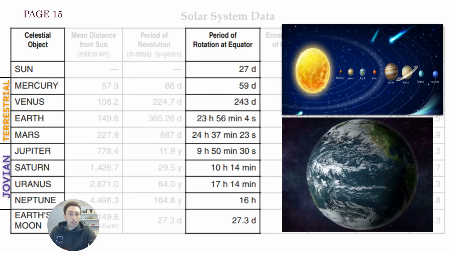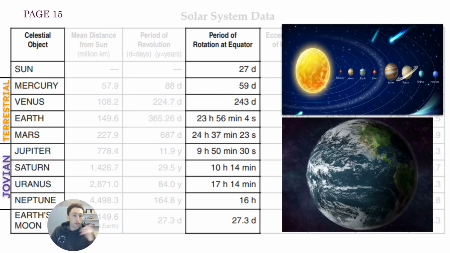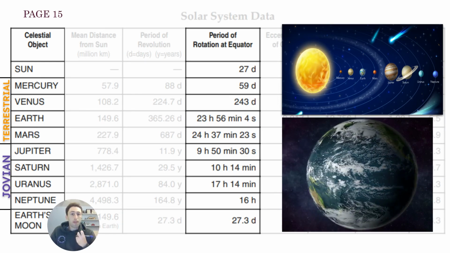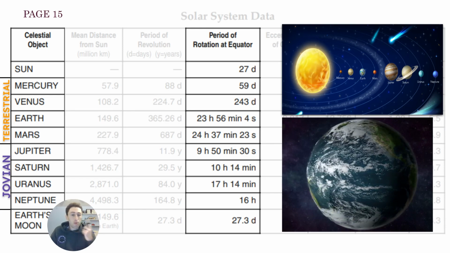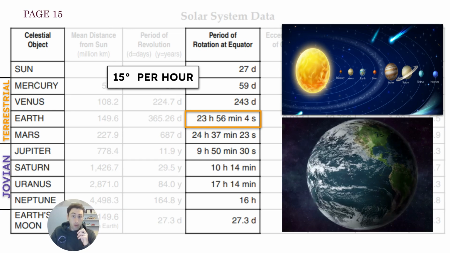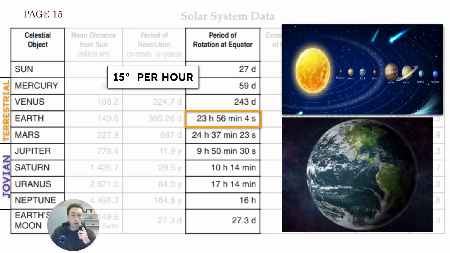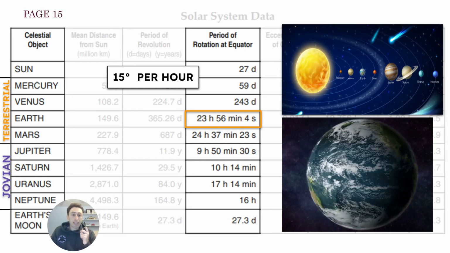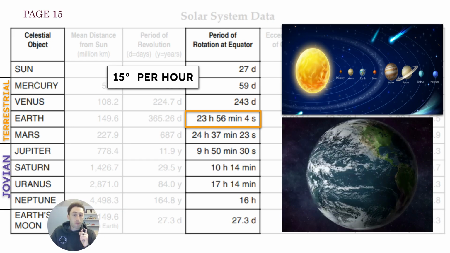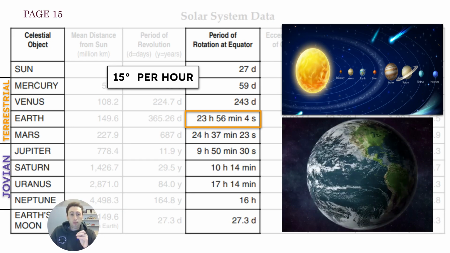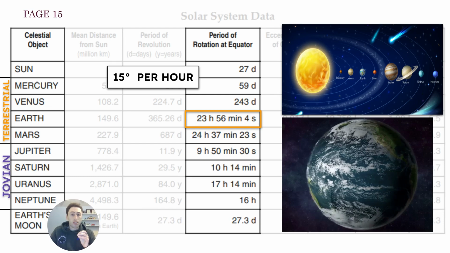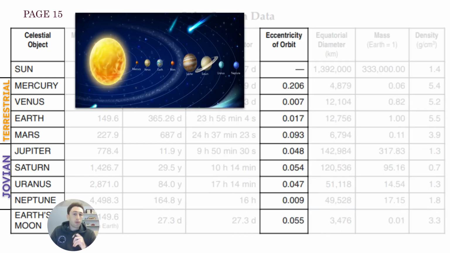Now, the period of rotation is how long it takes the planet to make one full spin on its axis. That is called rotation. So revolution is moving around the sun in an orbit, and rotation is how long it takes the planet to spin on its axis. The Earth takes about 24 hours to make one full rotation around its axis. If you did 360 degrees divided by 24, you would get 15 degrees. Therefore, the Earth is rotating at a rate of 15 degrees per hour. So it's 1 degree per day for revolution and 15 degrees per hour for rotation.